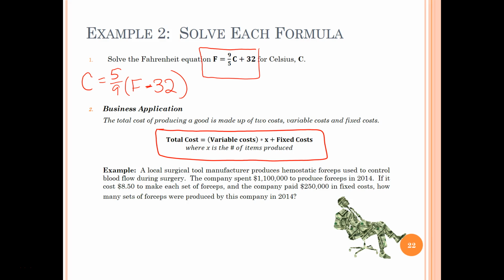So in this case, we have a local surgical tool manufacturer who produces hemostatic forceps used to control blood flow during surgery. The company spent $1,100,000 to produce forceps in 2014. If it cost $850 to make each set of forceps, and the company paid $250,000 in fixed costs, how many sets of forceps were produced by this company in 2014? So just take a moment to think about that.